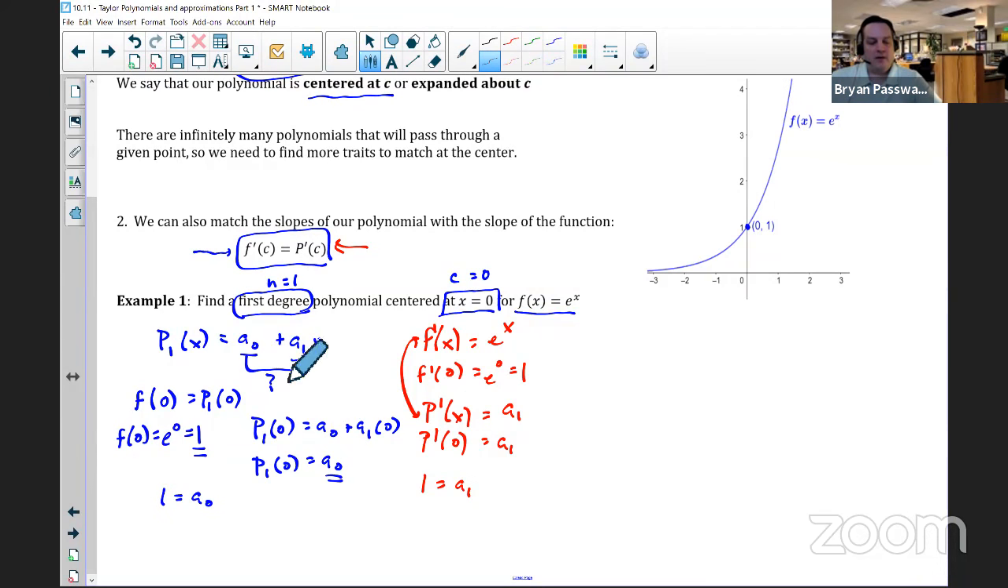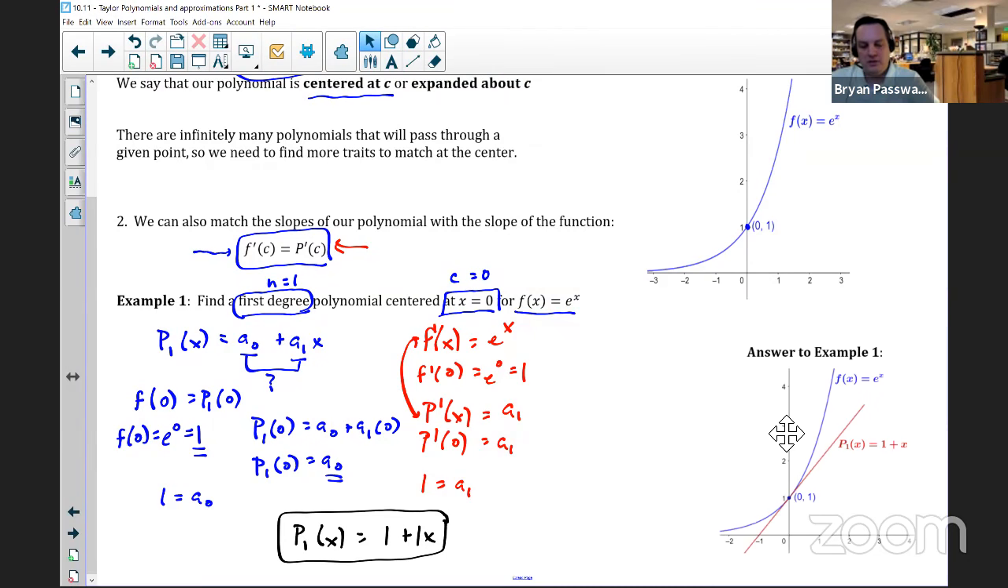So we now have found enough information to write our polynomial. Our first degree polynomial that would mirror or clone e to the x is going to be 1 plus 1x. This is our first degree Taylor polynomial centered at 0 for e to the x power. And here's a little picture of what it looks like. In blue, this is our original function e to the x. And then in red, that's what we just created. That's our polynomial 1 plus x.